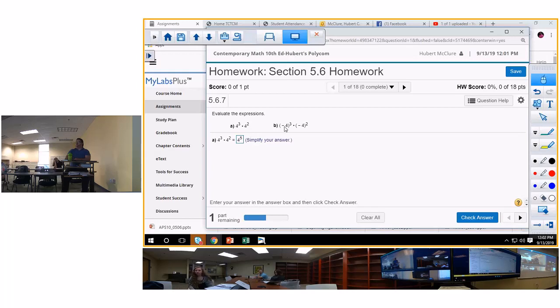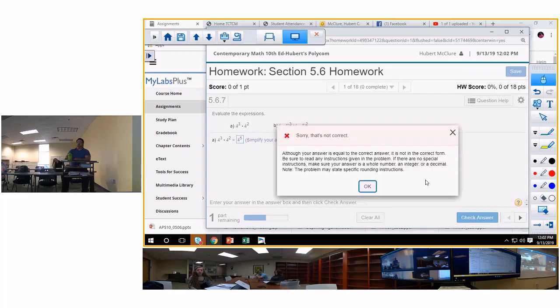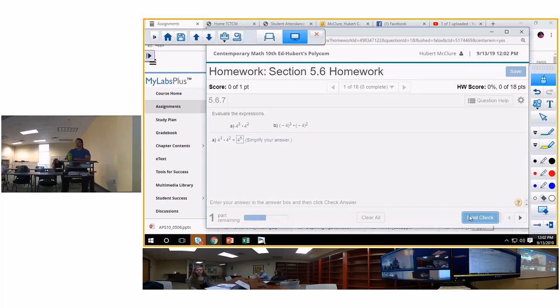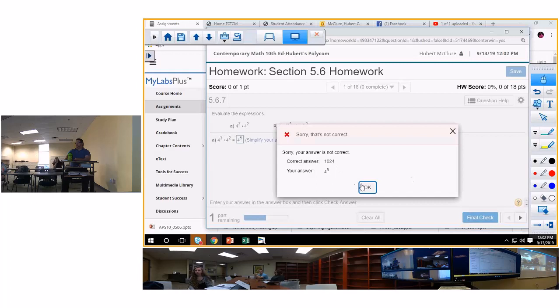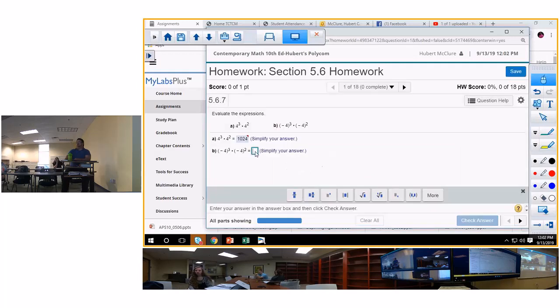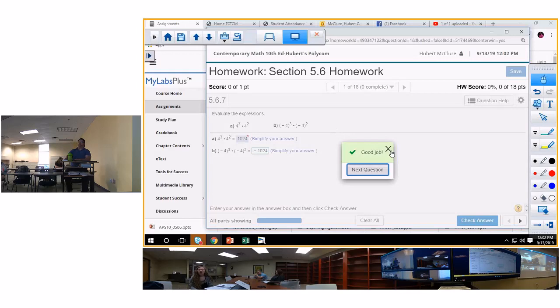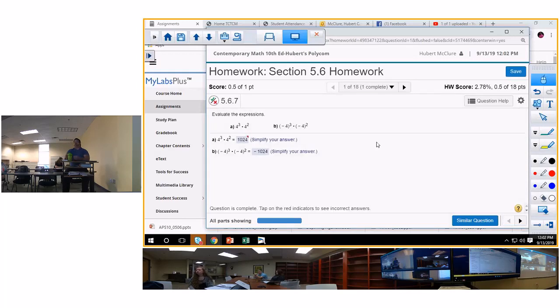What is this one? This one's negative. So it's going to come out negative because a negative raised to an odd exponent is negative. So I'll just hit check answer. Yeah, there it is. Okay. And this one is going to be negative 1024. Make sure you know that, okay? That's not a test question, but that is a standardized test question, both of them.